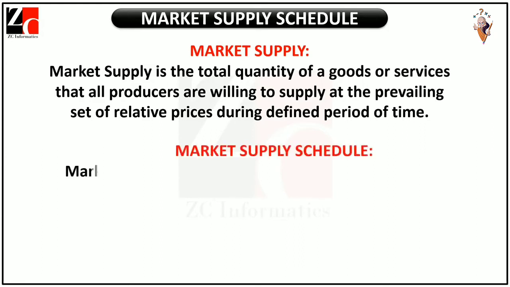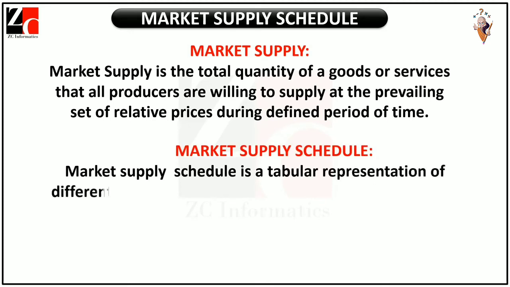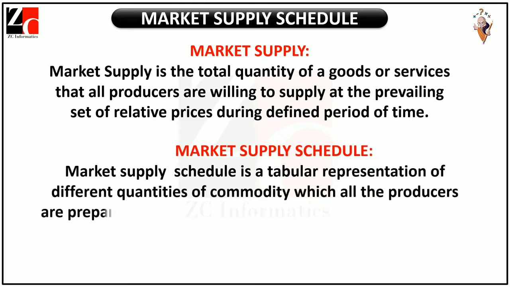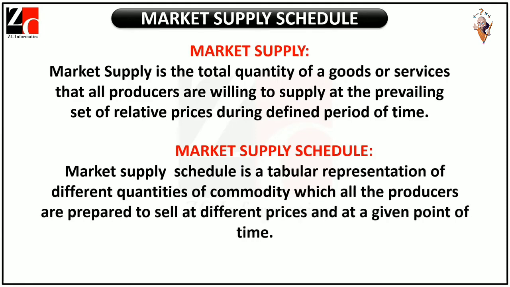Market supply schedule. Market supply schedule is a tabular representation of different quantities of commodities which all the producers are prepared to sell at different prices and at a given point of time.